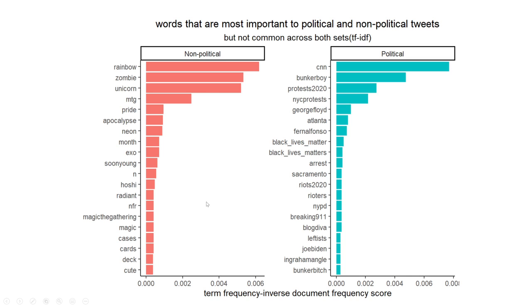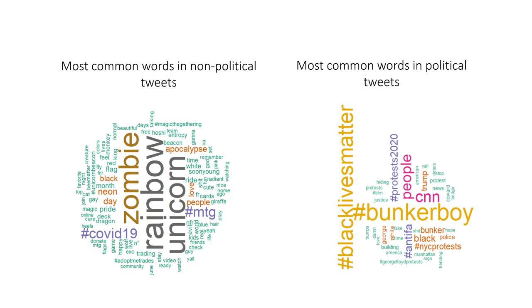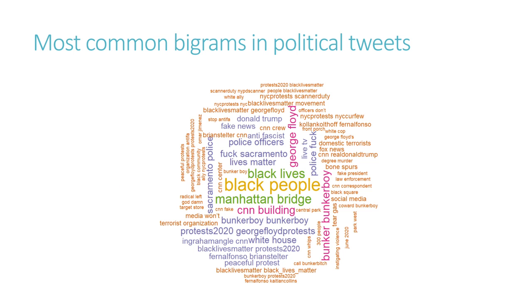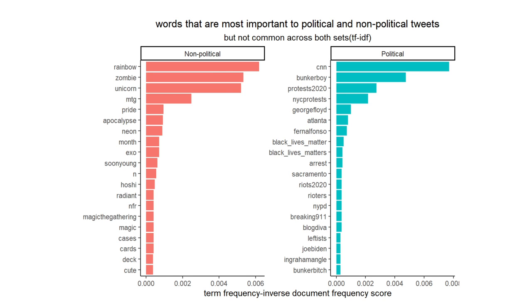As you can see, these are obviously very similar to the bar plots I showed earlier, except that COVID-19 was one of the most popular non-political words but is not in this non-political TF-IDF score plot, because although it is common, it also shows up sometimes in a political tweet.